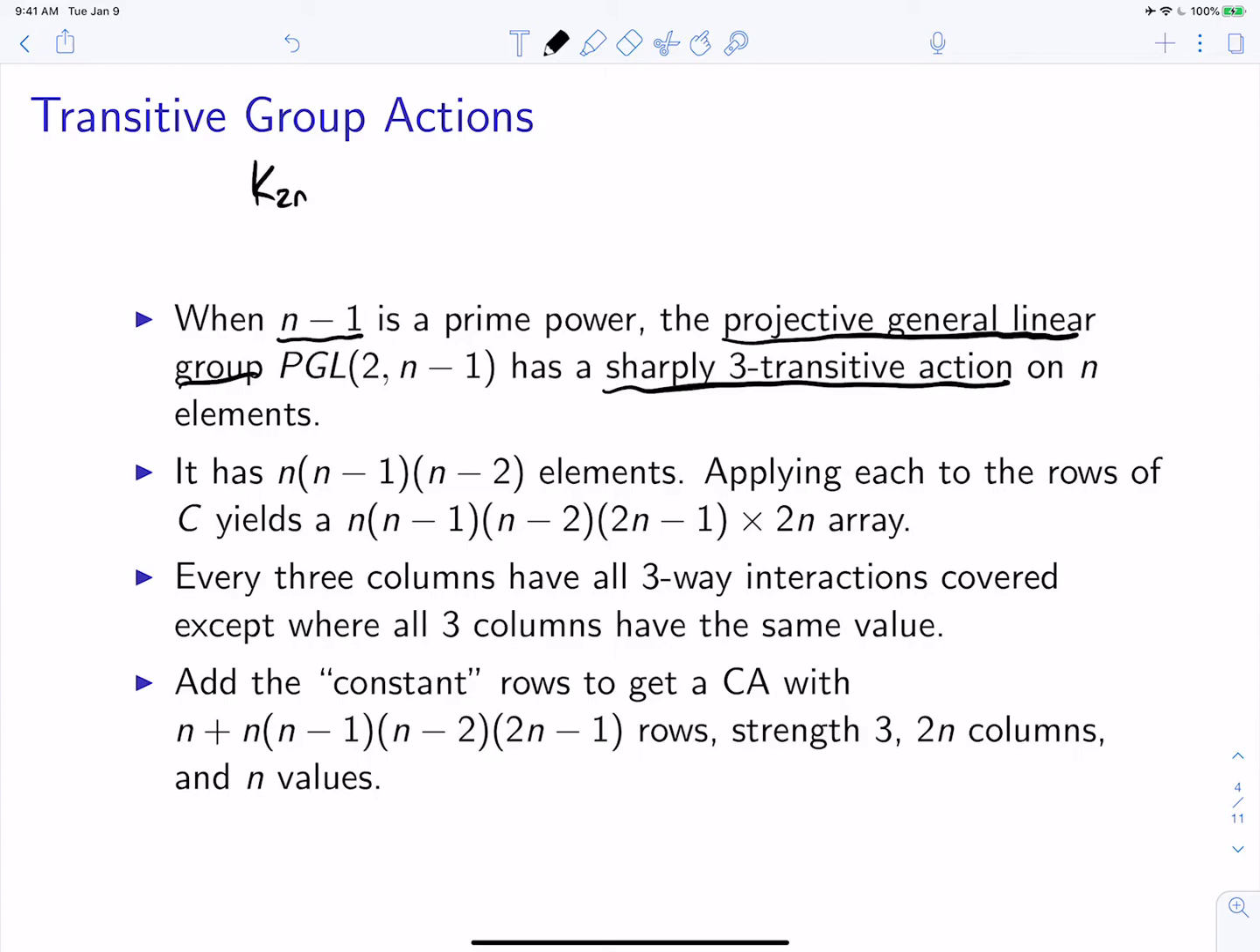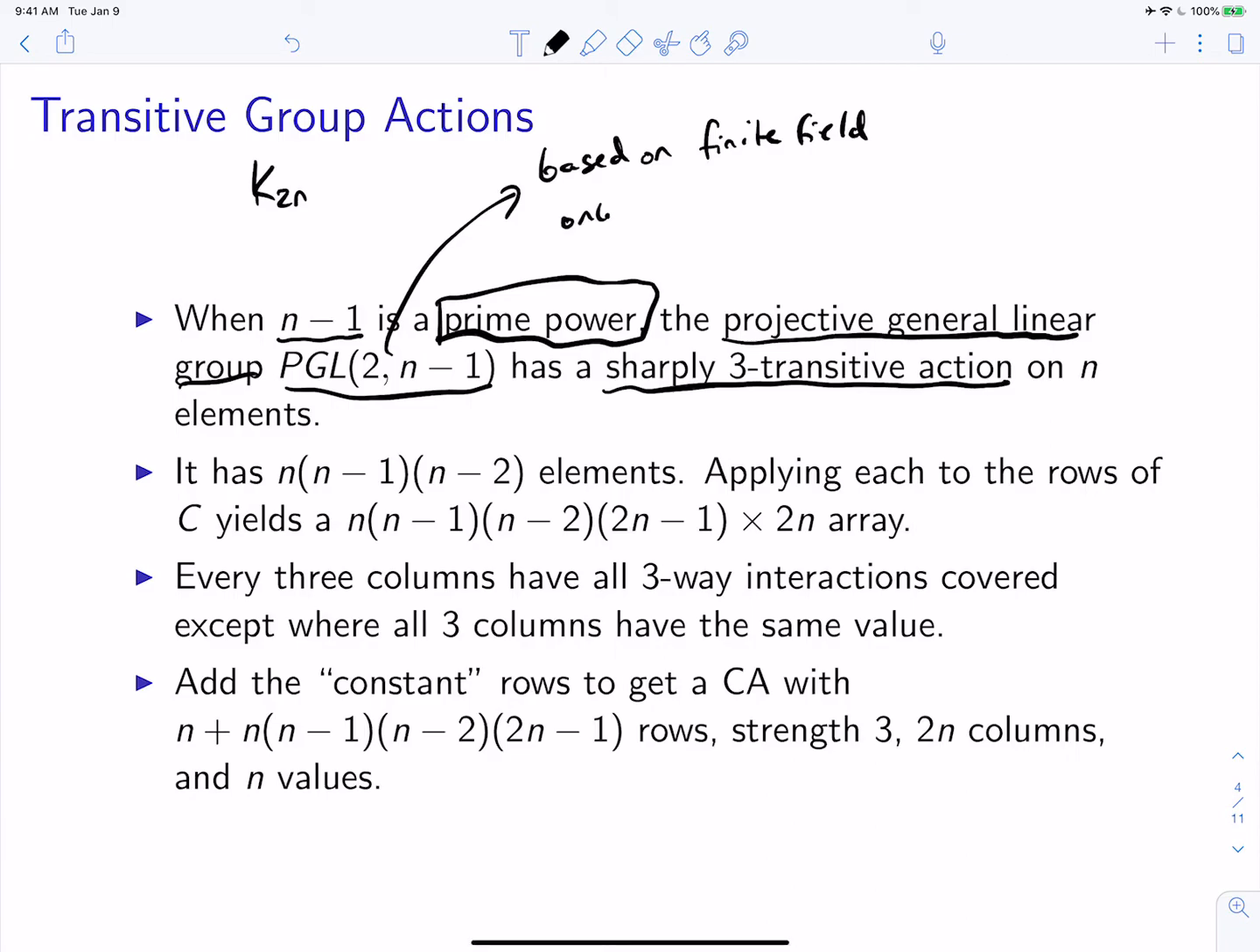This is something called the projective general linear group, and it looks like PGL_2(n minus 1). That's what you will see. And why is prime power important? It's not actually a finite field, but it's based on a finite field. This is based on something called a finite field, which only exists for prime n or a power of a prime.